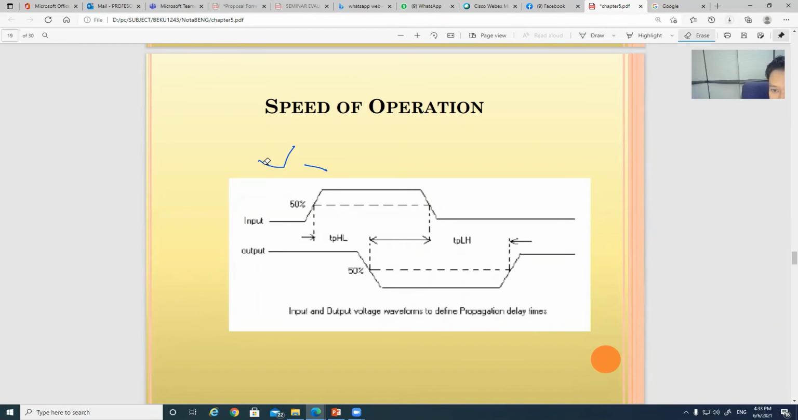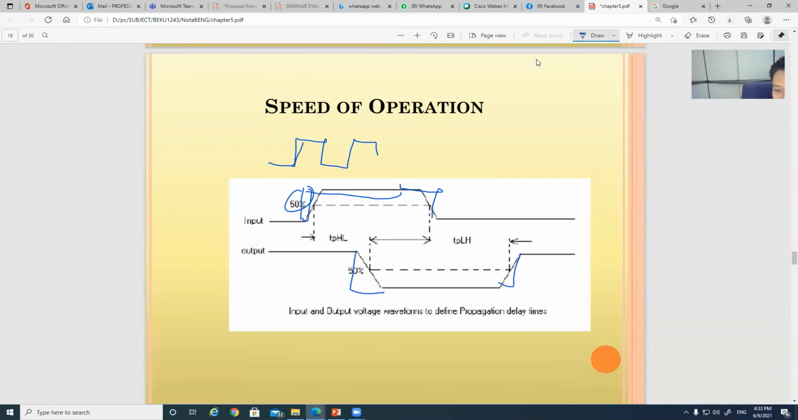The ideal is a straight line. It will be like this, straight, and nice. Maybe like this, very nice. They mentioned this is ideal, but this one is not ideal. So that's why we measure from the 50%. 50% from low to high.